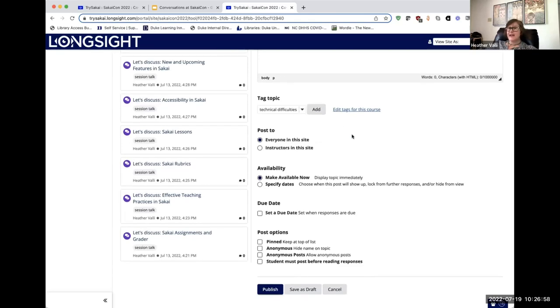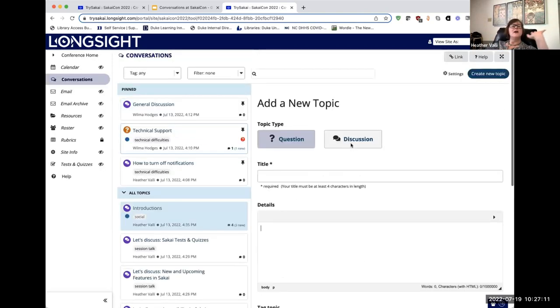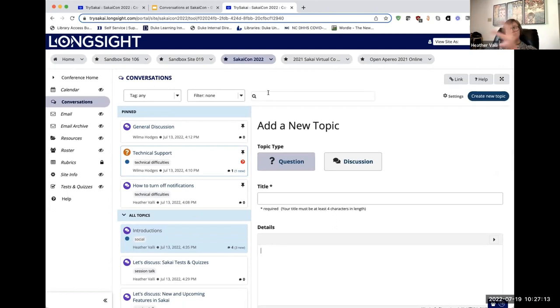Tags are ways that you can organize a set of conversation threads. For example, you can preset tags for week one, week two, week three, et cetera. And then as students are looking for conversations that have already happened, they can narrow things down by the tag.